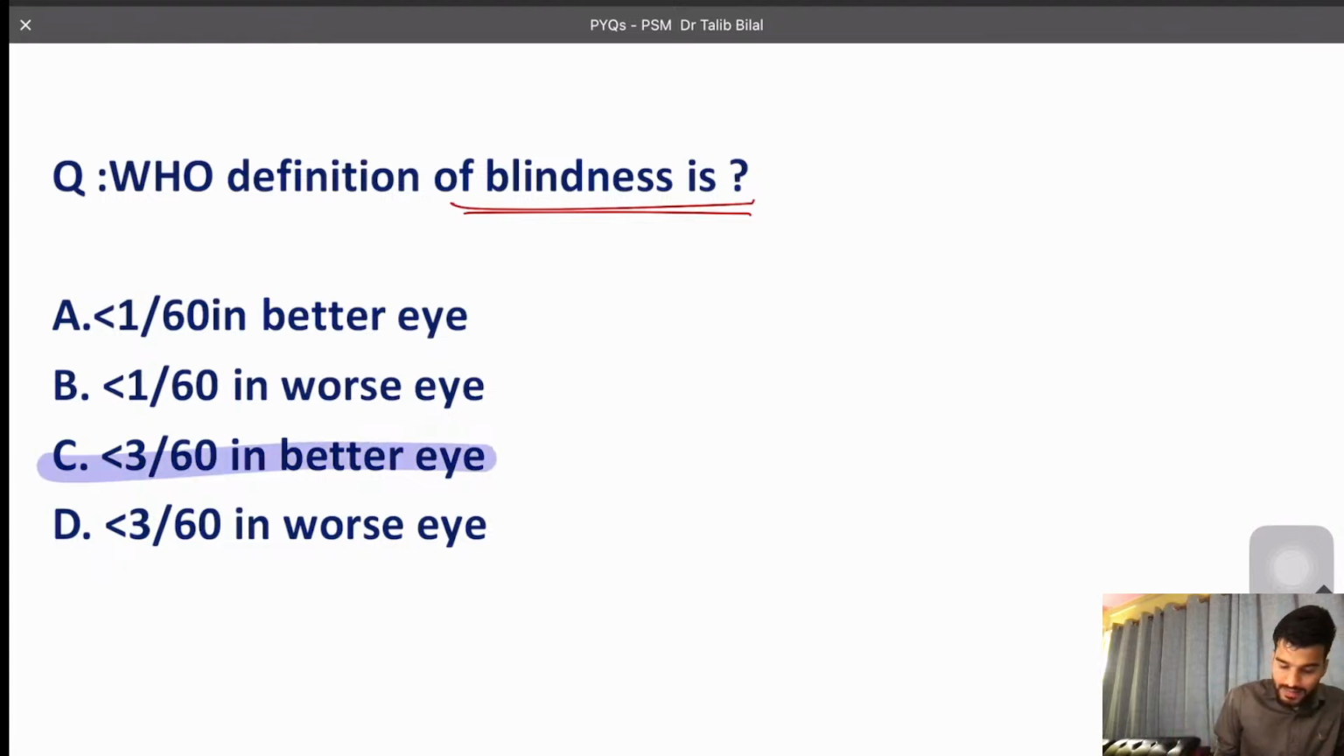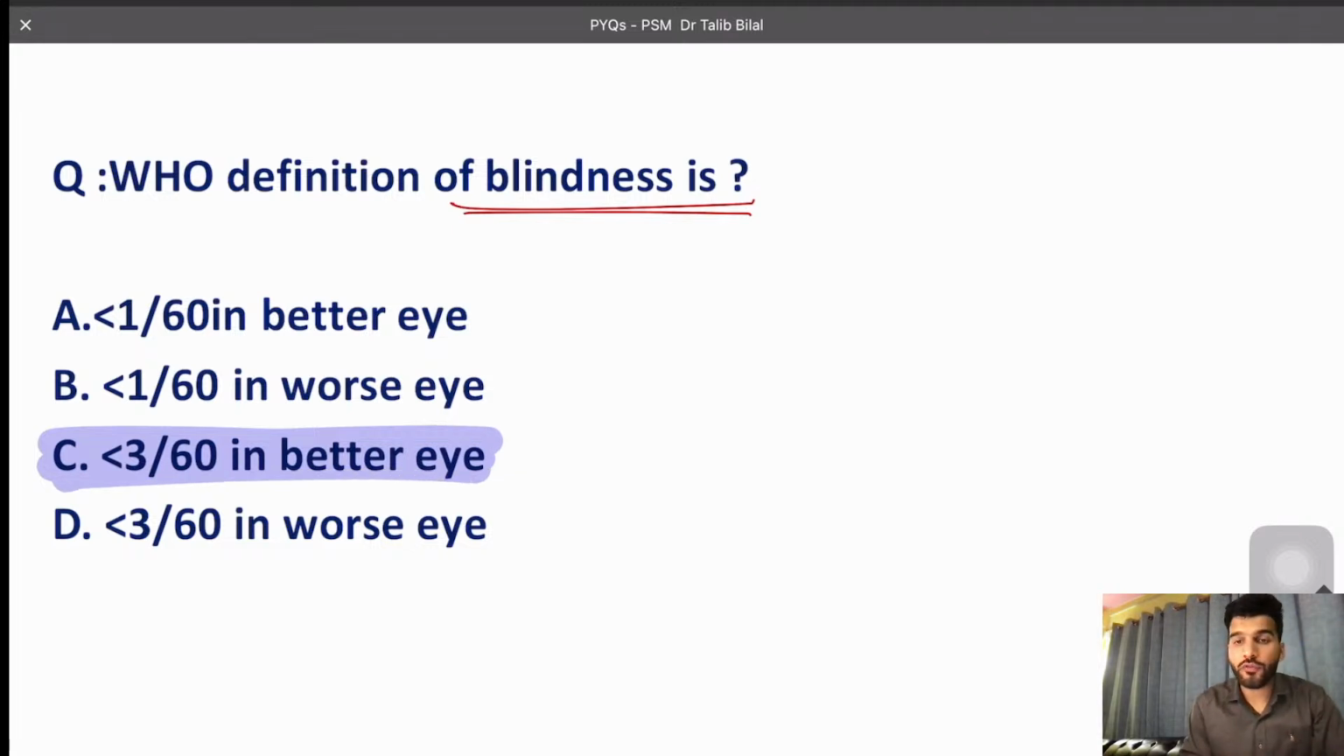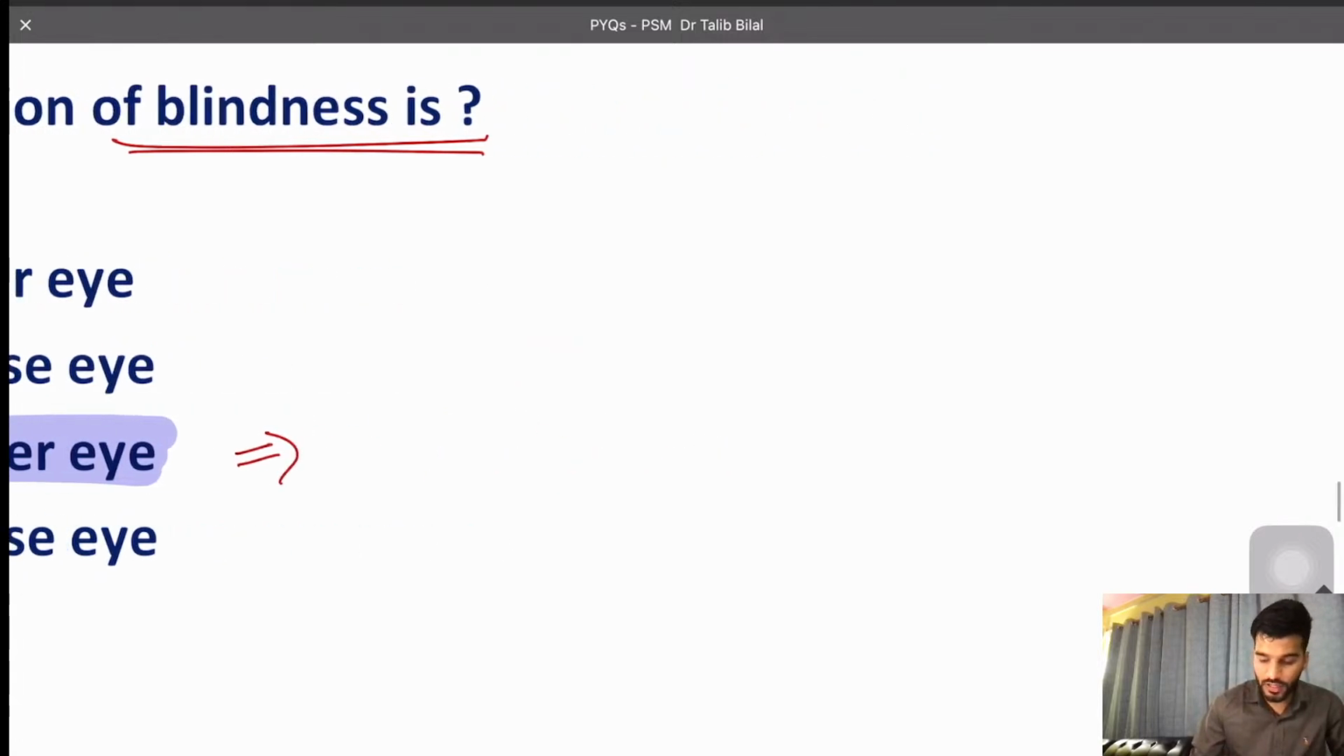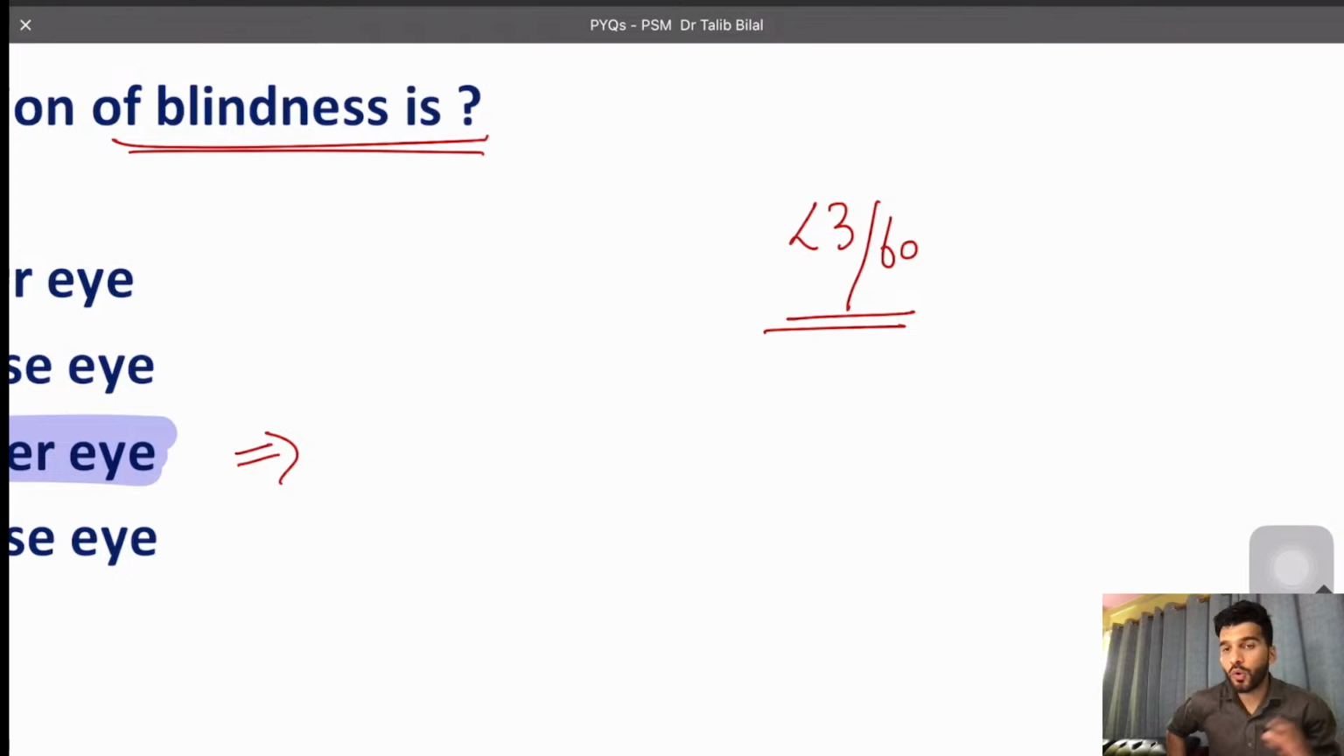Good, correct. It's less than 3/60 in the better eye. Very good, Hari and Raz. Now tell me, guys, if a patient has a vision of less than 3/60, as per the old classification, which type of blindness is it? As per the new classification, you already know that anything less than 3/60 goes with blindness. Before that we have normal vision, mild or moderate visual impairment, or severe, then it goes to blindness.